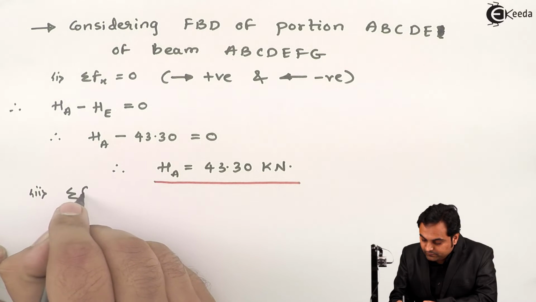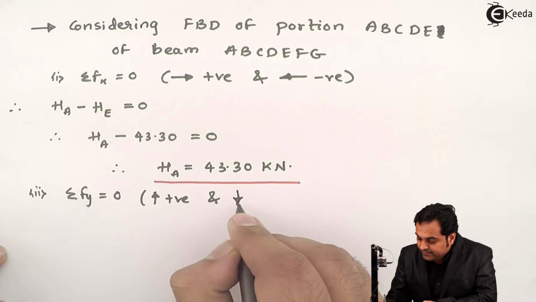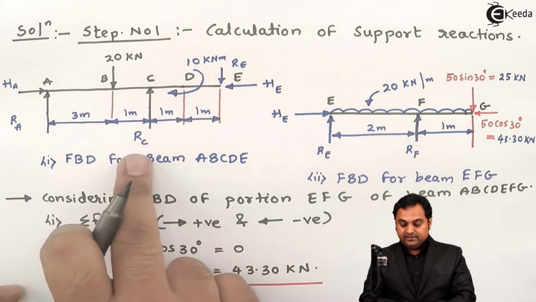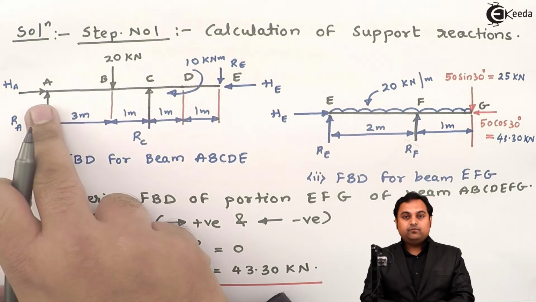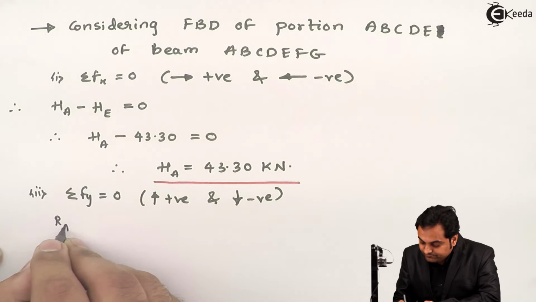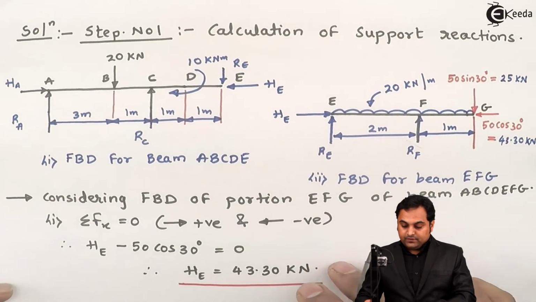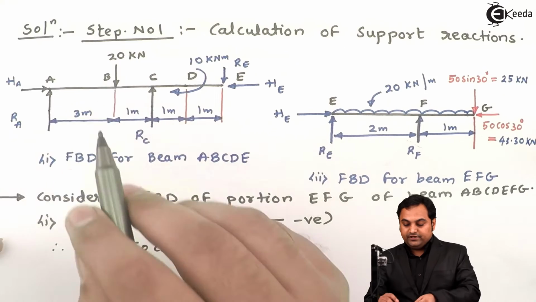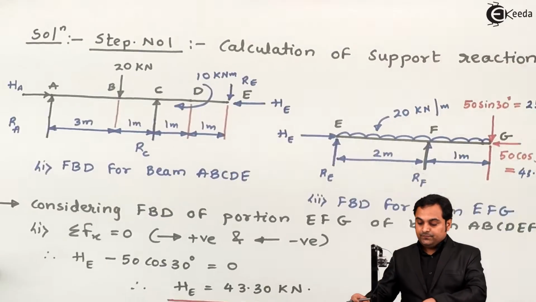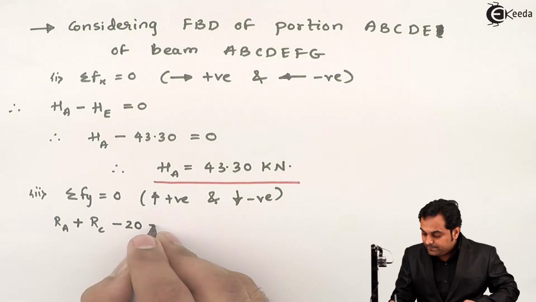Next, summation of Fy is equal to 0, where upward forces are treated positive and downward forces are treated as negative. I am using summation Fy because we have to find RA and RC value. So RA, it is acting upward, positive. RC is upward, positive. So RA plus RC, then this 20 kilonewton force is acting downwards, so negative, minus 20. Next, here RE is also present. This RE will be acting downward, so minus RE.